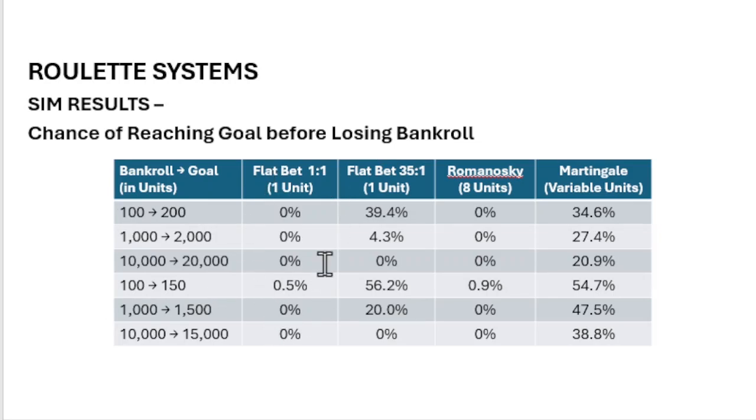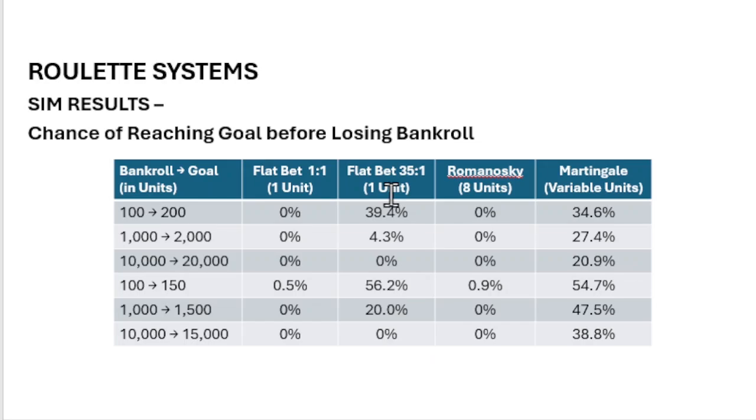You can see here that flat betting is low volatility, and the Romanoski system is relatively low volatility, and really none of these really ever work. They might give you a certain string of wins, and you might feel good about that. But in terms of the bankroll and the goal for these kinds of goals, where you're either trying to double your bankroll or you're trying to increase your bankroll by 50%, they don't do much.